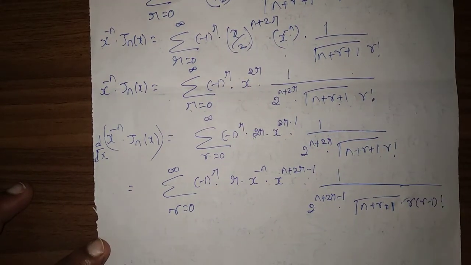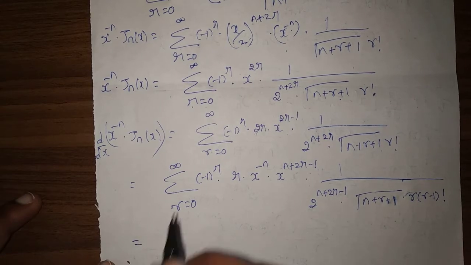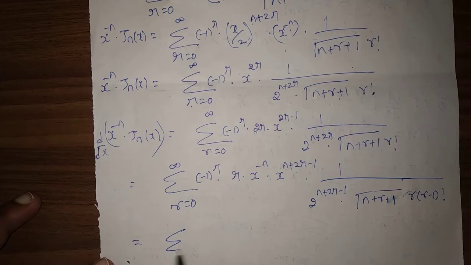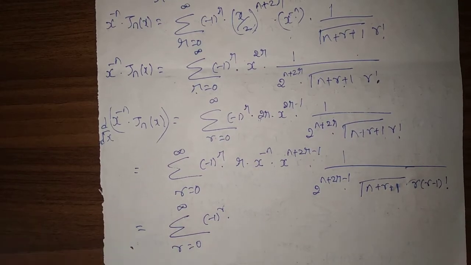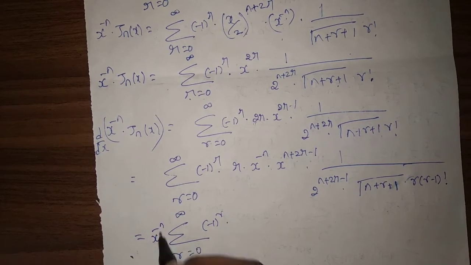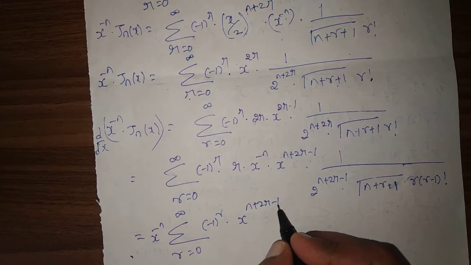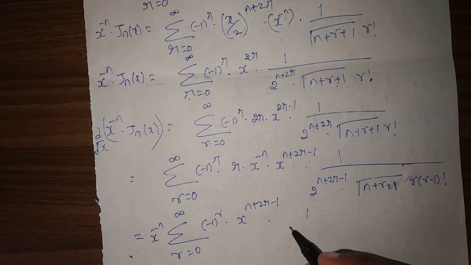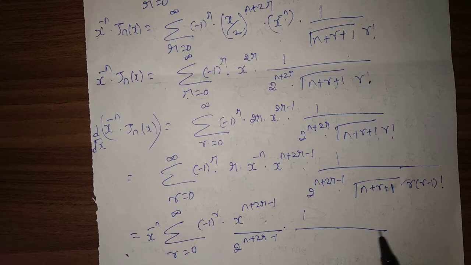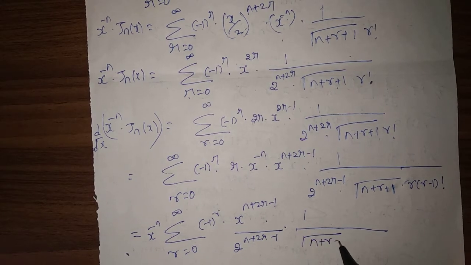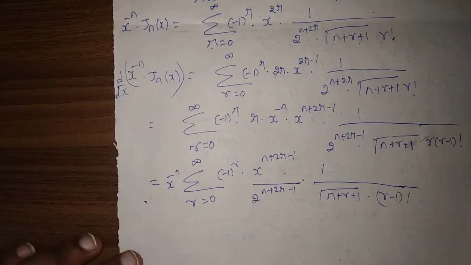Usually while doing the same summation, it will change. It's okay. You can use this r or this r. Both are same. But use only one type, which I have not done here. But you try to write it the same way. r varies from 0 to infinity, minus 1 to the power of r. So this x power minus n I can write outside, into x to the power of n plus 2r minus 1 into 1 divided by, so here 2 to the power of n plus 2r minus 1 I can write together. So 1 divided by gamma of n plus r plus 1 into r minus 1 factorial, because r and r get cancelled.